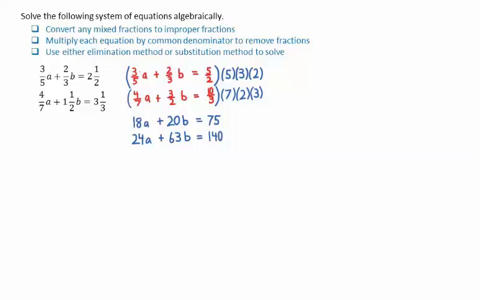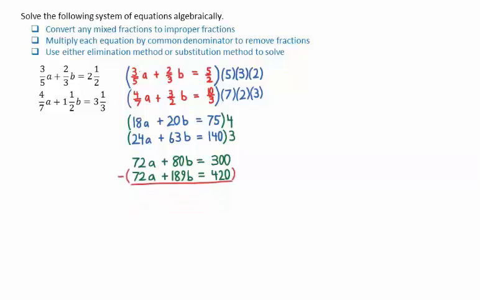For this system, I will be eliminating the variable a. To do this, I'll multiply the first equation by 4 and the second equation by 3. Note that 72 is the lowest common multiple of 18 and 24. This results in 72a plus 80b equals 300, and 72a plus 189b equals 420.